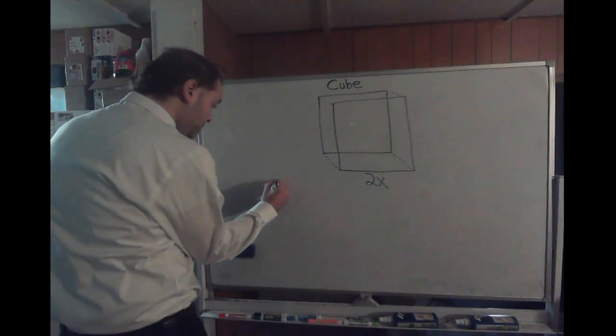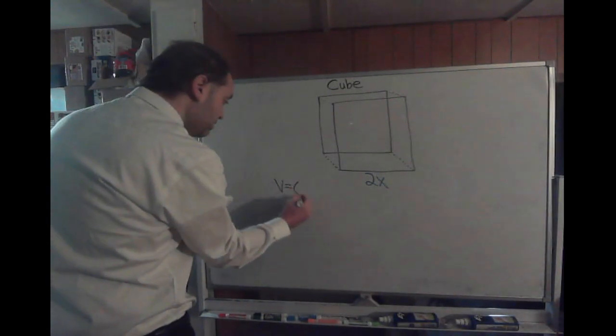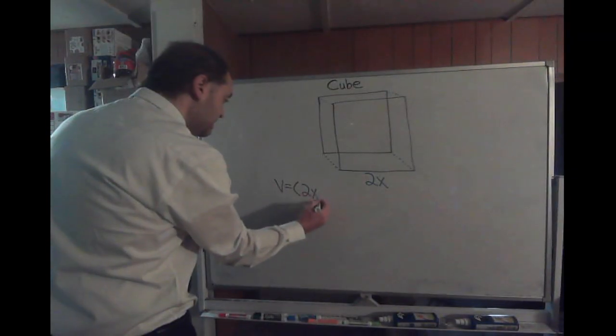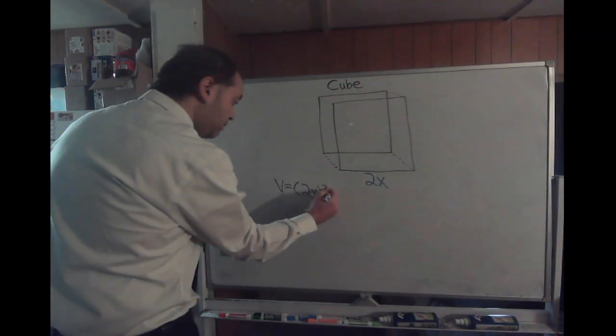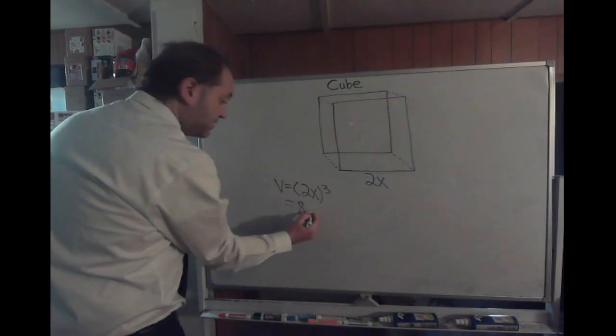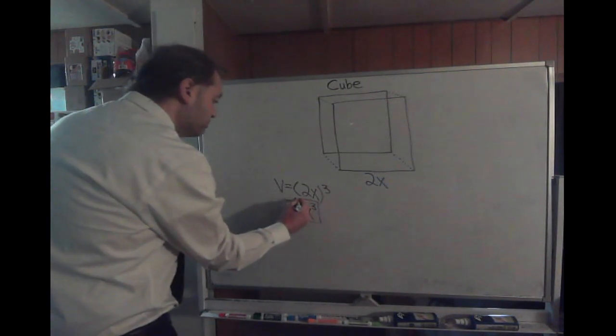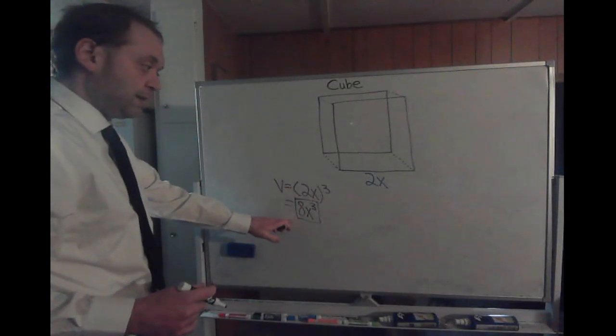The volume is going to be equal to, of course, one side of that cube, which would be 2x raised to the third power. Well, 2 to the third, that's 8. x to the third is just that. So the volume of this cube would be 8x to the third.